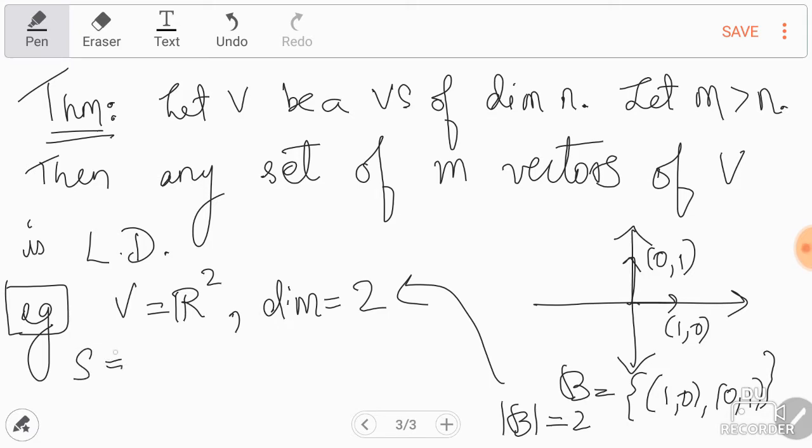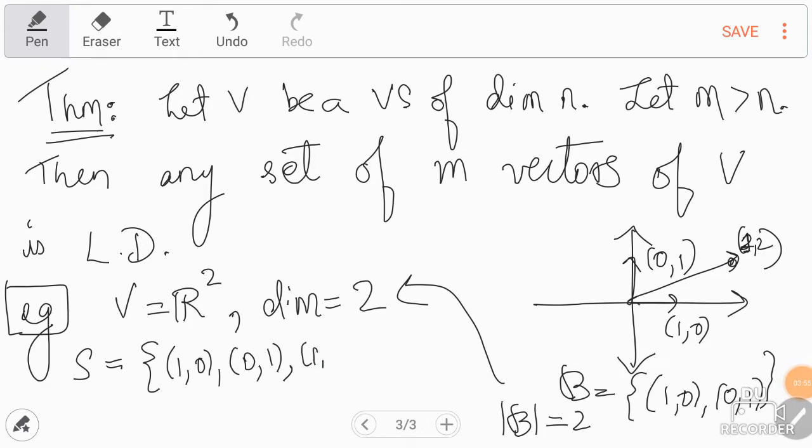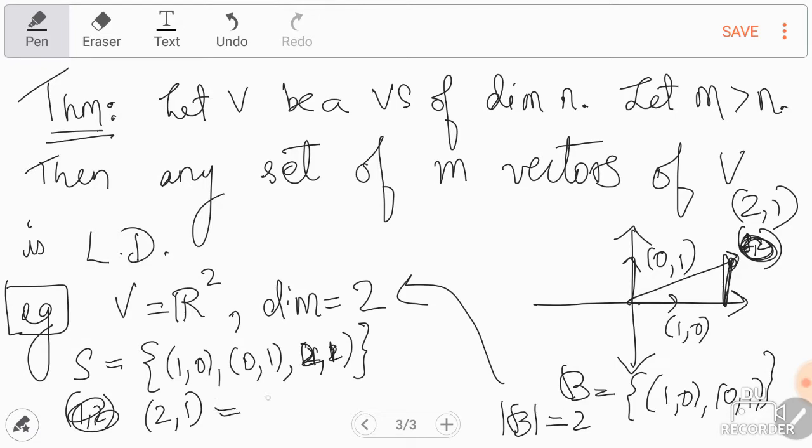But what happens if you take three vectors in this set? Let's for simplicity keep the two vectors as (1, 0) and (0, 1), and let's take the third vector as any other vector, say for example (2, 1). Then clearly this set is linearly dependent, because the vector (2, 1) can be written as a linear combination of these two vectors: 2 times the first vector plus 1 times the second vector. So of course this set is linearly dependent.